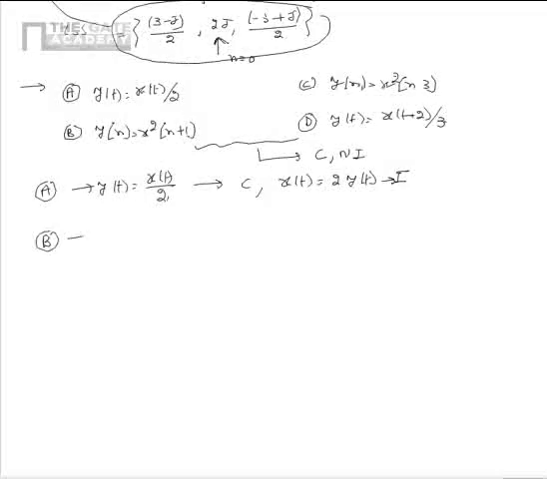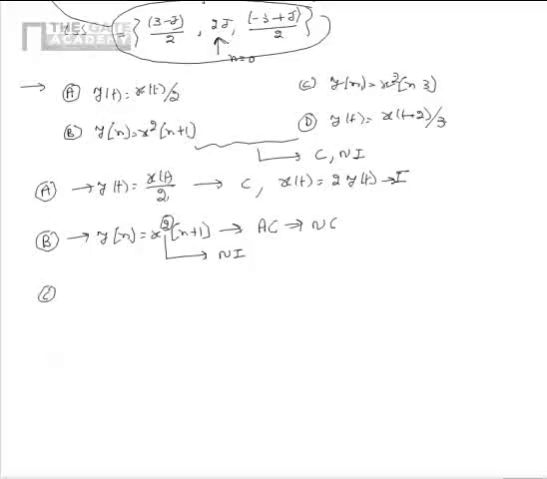Now let us consider the system in B, where y of n is equal to x square of n plus 1. Here we see that the output at any instant depends on future input only. From this we see that the system is anti-causal, hence non-causal. Also due to the square, we see that the input cannot be recovered completely from the output y of n. So we see that the system is non-invertible.